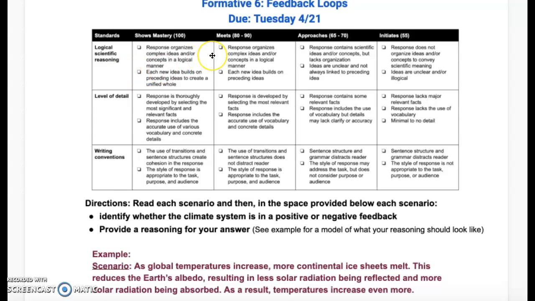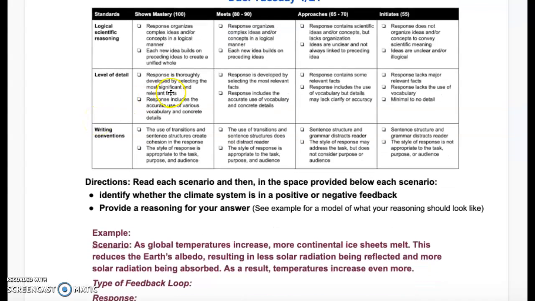So how well you organize your ideas and make sure that one builds off of the other, rather than just being a series of incomplete thoughts or unclear and unconnected ideas. And then we also want to make sure that we have enough detail in our responses. That's this second row. So you really want to make it your goal to bring in the most relevant facts, enough detail, and you use the new vocab accurately.